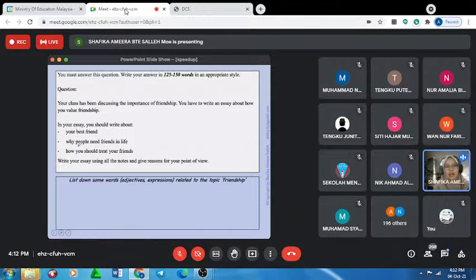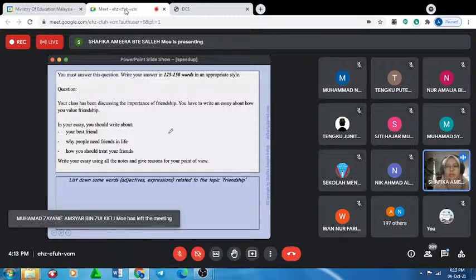Second is why people need friends in life. And then the third one is how you should treat your friends. Okay, so write your essay using all the notes and give reasons for your point of view. Sebab dia kata using all the notes kena guna semua lah, all 3 points. Then only kalau awak jawab 3 ni, you will be given the 5 marks for content. Okay, ingat tau. Okay, so kita pun masa mula-mula kan teacher kata mesti always plan before you write, right?